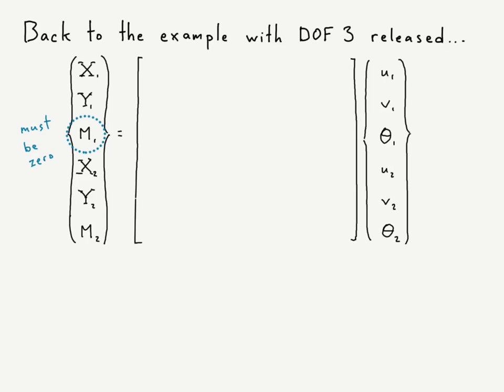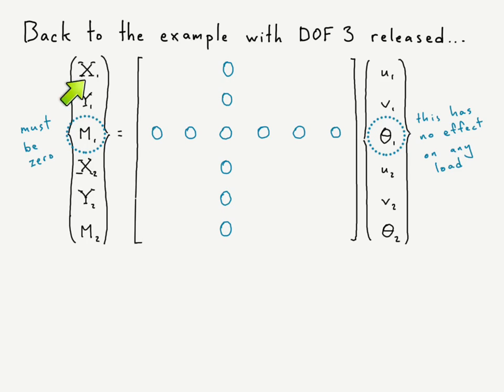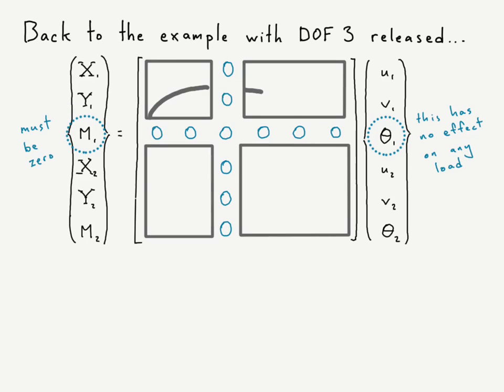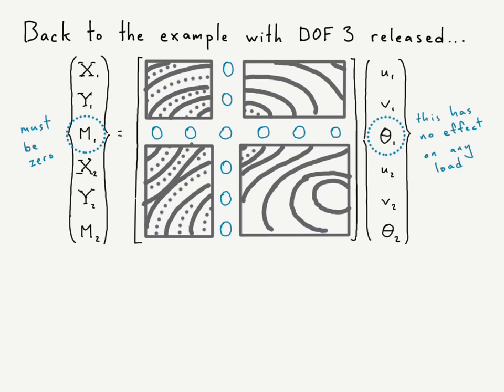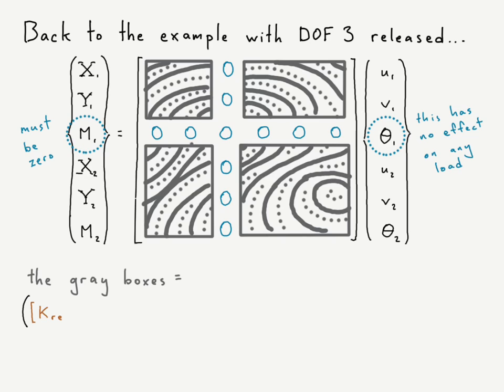All right, well, we know once again that the moment needs to be 0. So we go ahead and put everything in that row equal to 0. We know that this value can be any value, and it should not affect any of these loads. So we'll go ahead and put our column of zeros there. And then we'll go ahead and draw a different variation of the what's in the gray boxes. And we'll just go ahead and write the equation for the gray boxes.